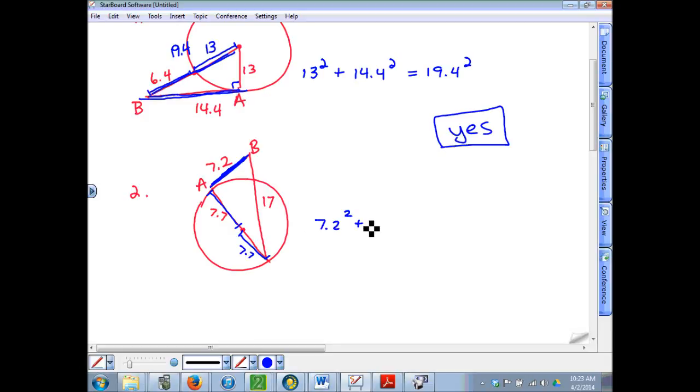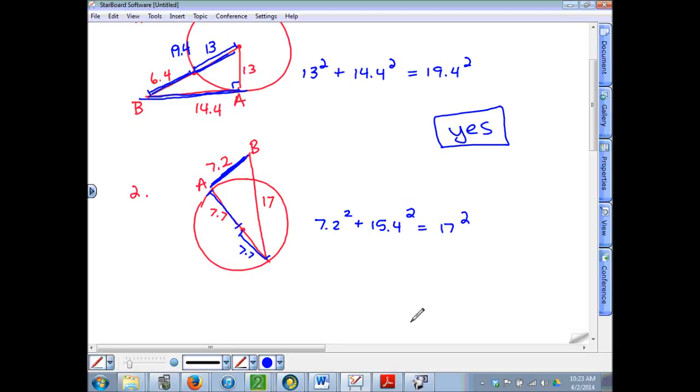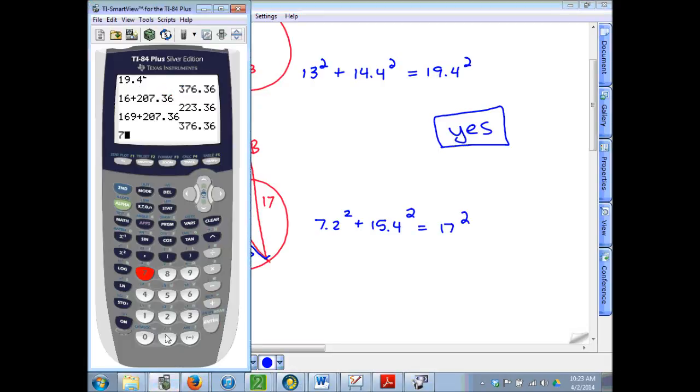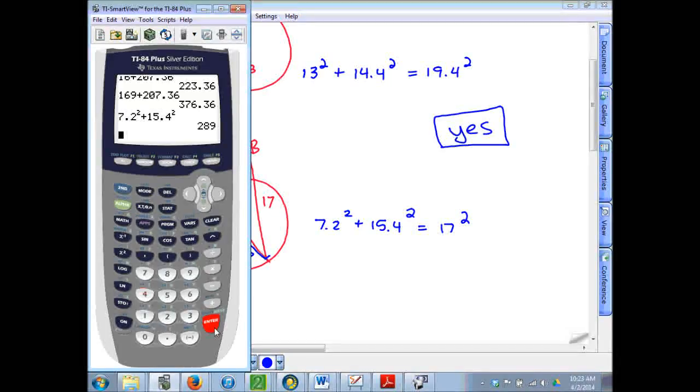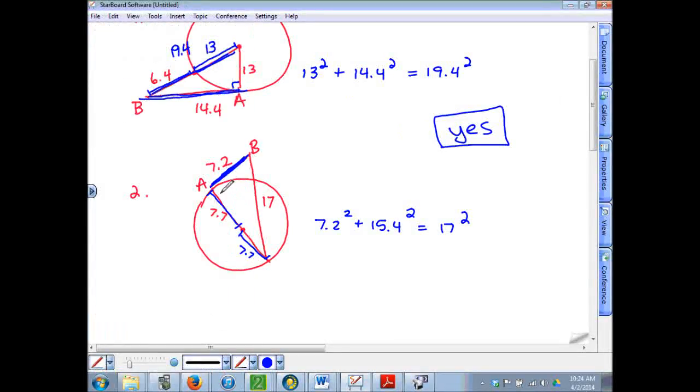So you've got to see, does 7.2 squared plus 15.4 squared really equal 17 squared? And I don't think it's, maybe it is, I don't know. 7.2 squared plus 15.4 squared equals 289. What is 17 squared equal? 289. Hey, look at that. That means that that's a right angle. What else does it mean? That it's tangent. So the answer here is also yes.